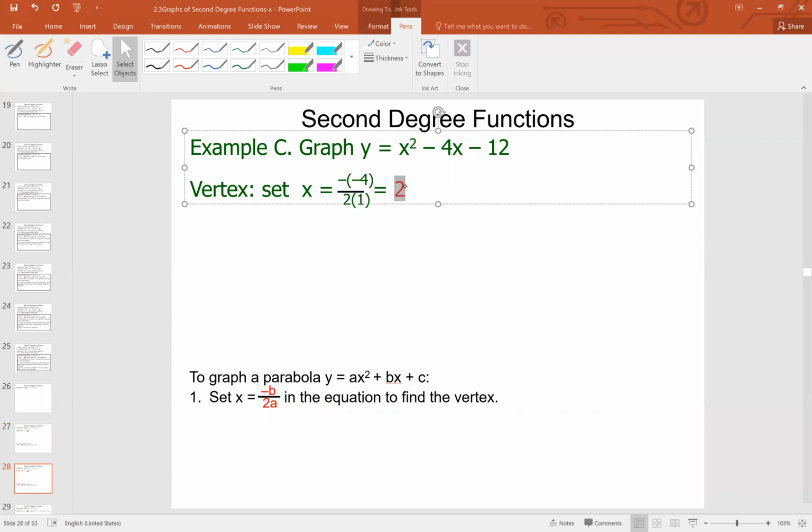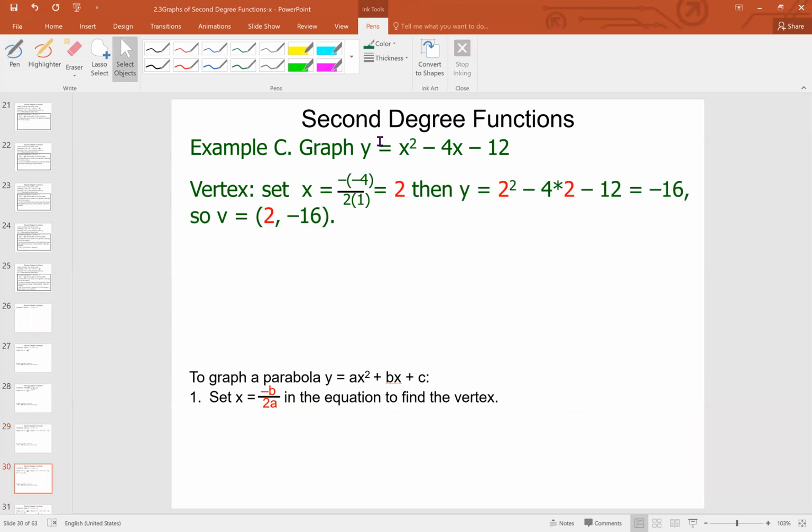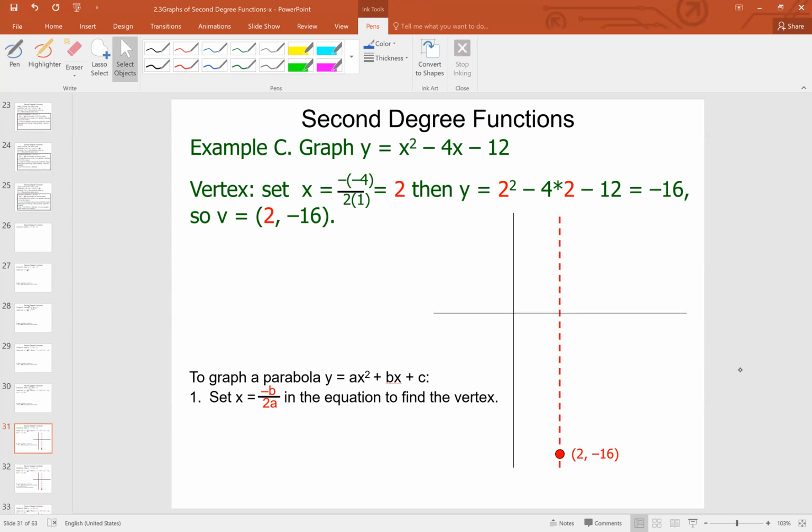You plug this 2 into the equation, because I want to find out what y is, so I know the position of the point. Plugging in, you get minus 16. So the vertex is 2, minus 16. I know where that is: 2 on the x axis, minus 16, is way down here. And the parabola goes up. So from there, I got a lot of information: I know the vertex, and I know it goes up.